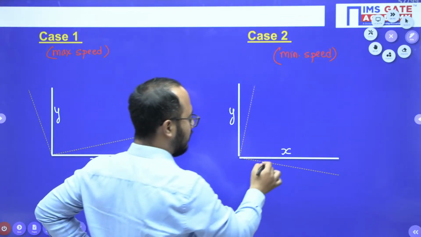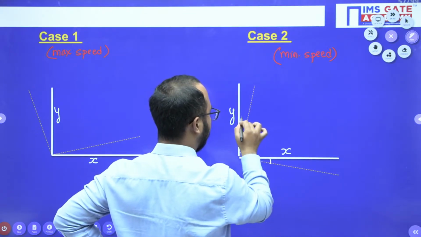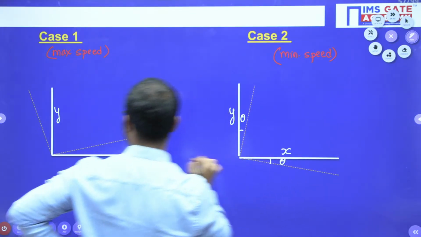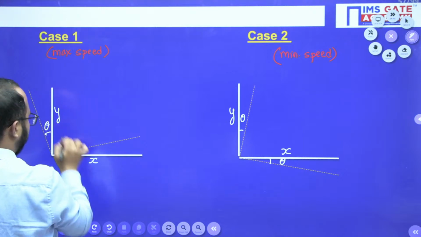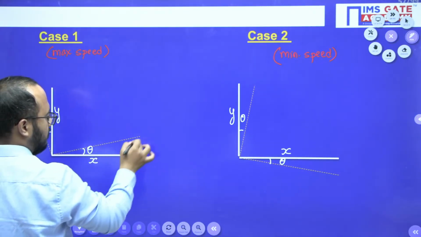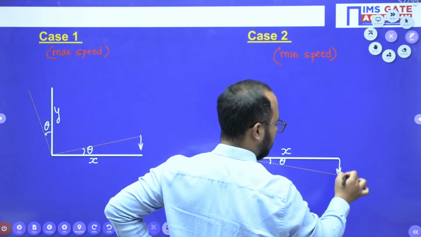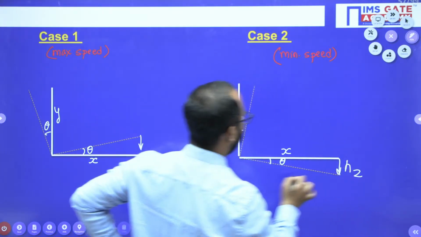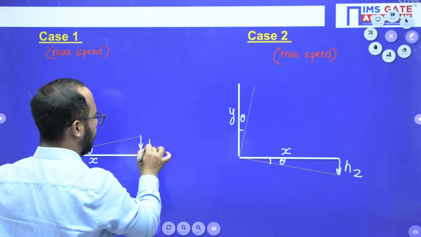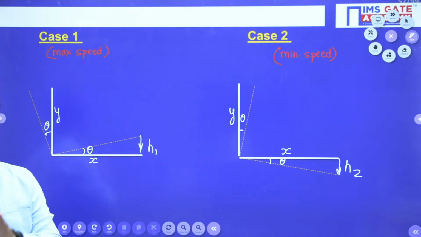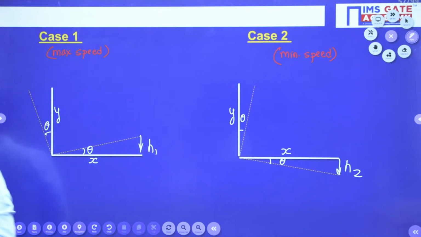So there will be what? A movement here. Okay, some theta angle movement will be there. Same angle theta will be there. So like this, like this. This is what you can consider H2 here. In this case you can consider H1. Clear, everyone? Now at this point everyone is clear up to this point, right?